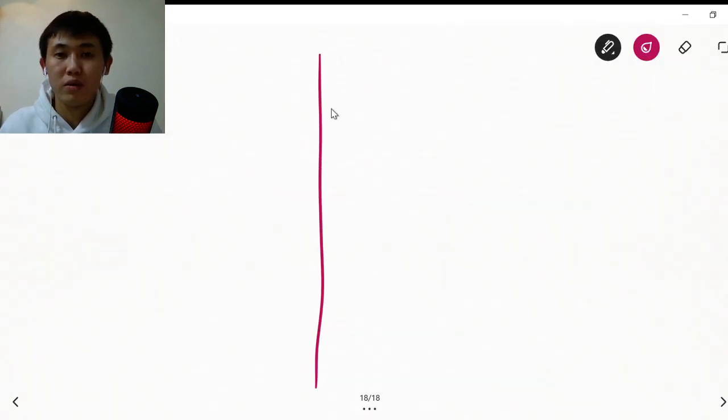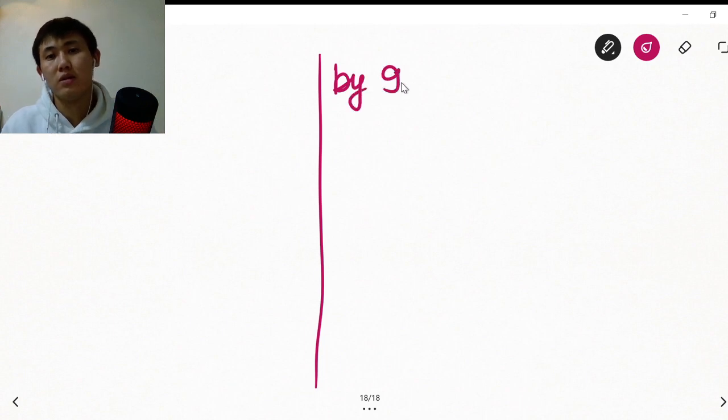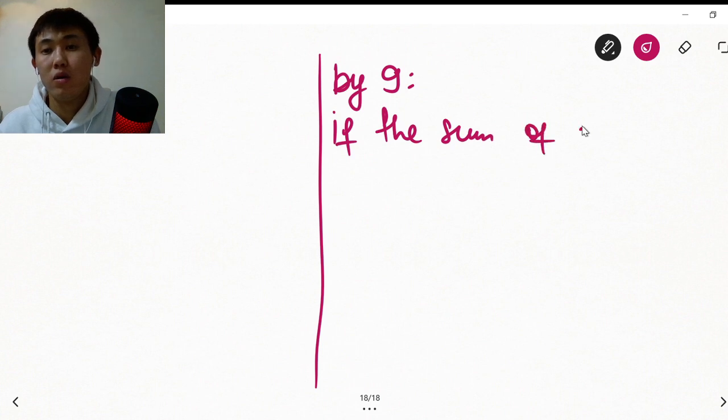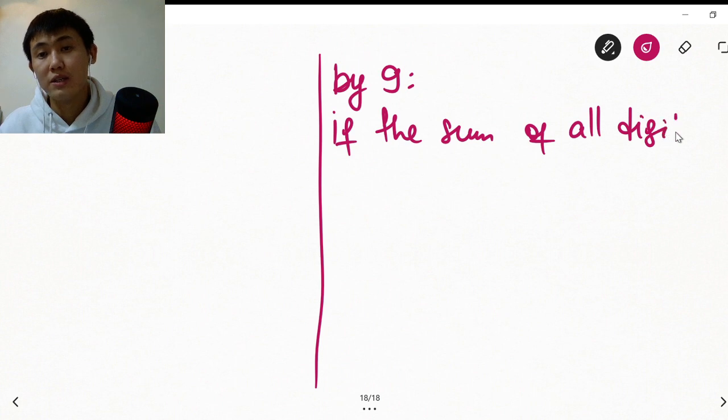So the last sign of divisibility is divisibility by 9. So if the sum of all digits of a number is divisible by 9, then the number is divisible by 9.